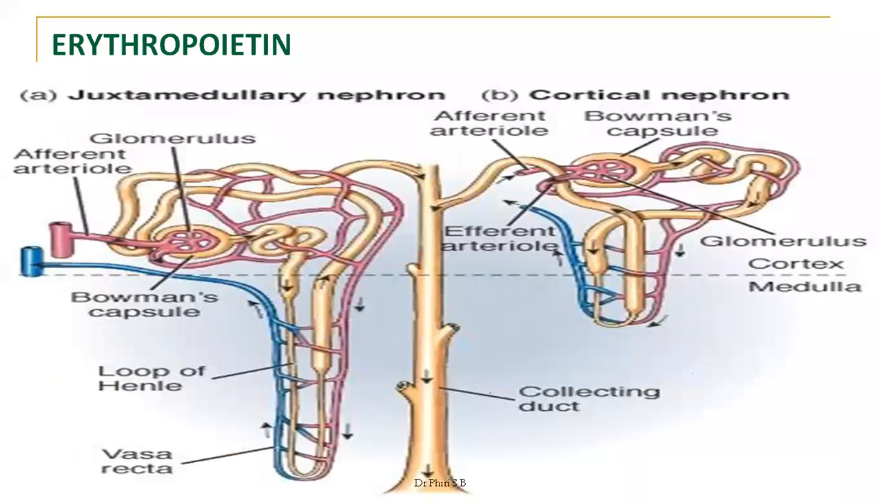So you can see here the juxtamedullary nephron. In this nephron, you have the juxtaglomerular apparatus, but the cells that are responsible for the production of erythropoietin are the endothelial cells within the peritubular capillaries.